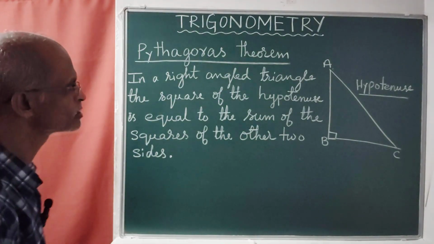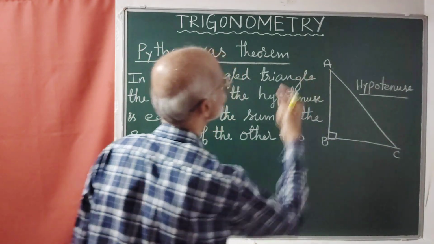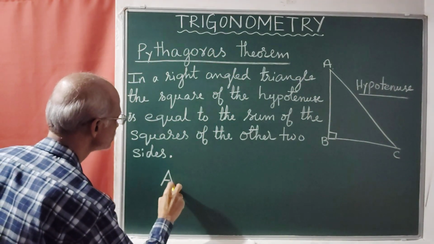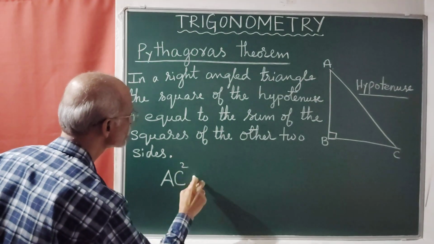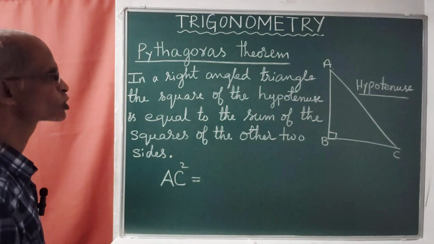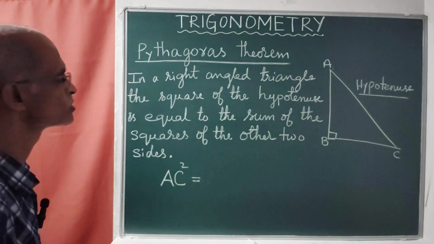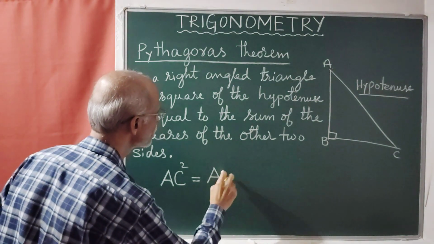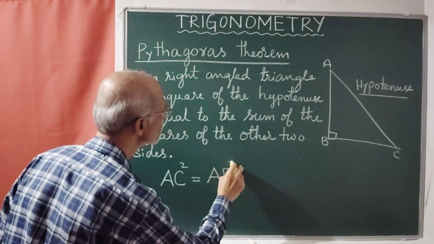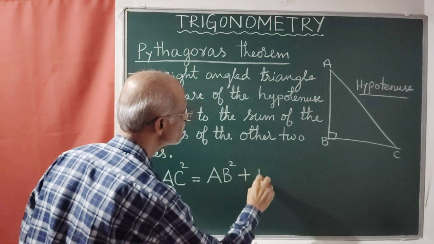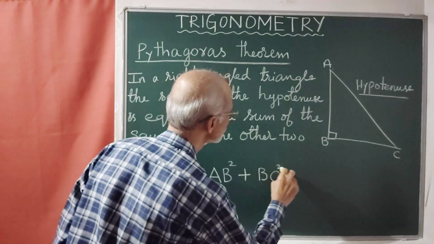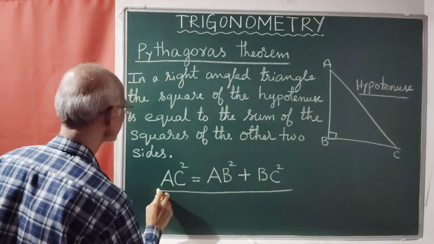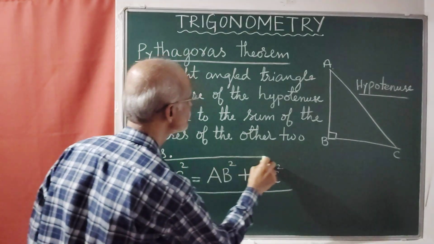So, square of the hypotenuse means what? AC is the hypotenuse. So, square of the hypotenuse means AC square. AC square is equal to sum of the squares of the other two sides. So, AC square is equal to AB square plus BC square. So, you have to remember this theorem.